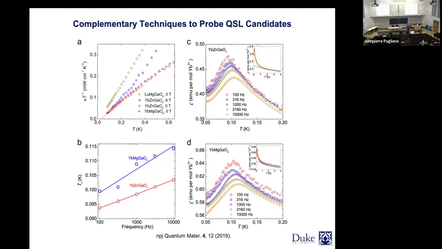In those cases, you can have a plateauing of the thermal conductivity at very low temperatures. In this particular case, when they looked at the thermal conductivity, they saw that it starts to go down and goes to zero. So this is an indication that maybe this is not truly a quantum spin liquid candidate.